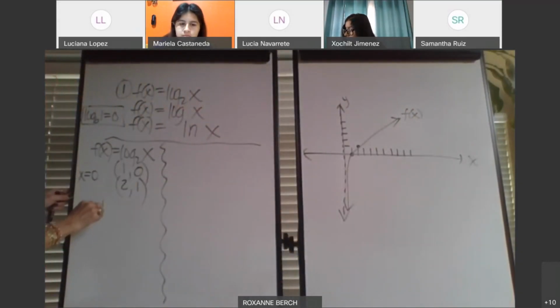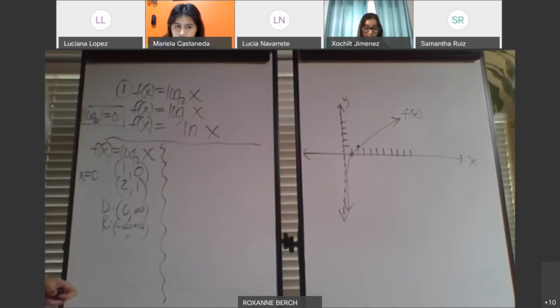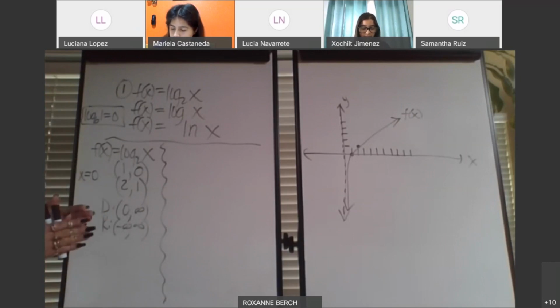If they ask you to state the domain, it would be open 0 to infinity. And the range would be all real numbers, which if you notice is switched from your exponential functions. So with the exponential functions, exponential growth and decay, the domain was all real numbers.